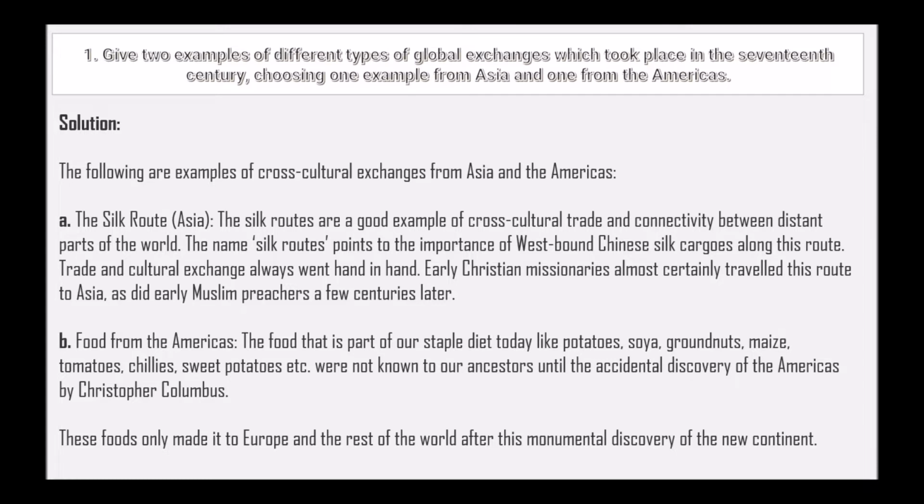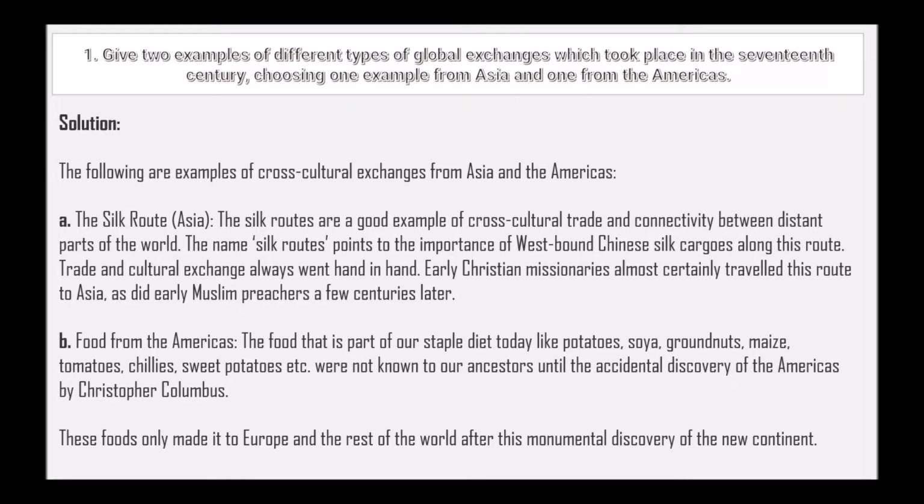The following are examples of cross-cultural exchanges from Asia and the Americas. The Silk Route, Asia. The Silk Routes are a good example of cross-cultural trade and connectivity between distant parts of the world. The name Silk Routes points to the importance of westbound Chinese silk cargoes along this route. Trade and cultural exchange always went hand in hand. Early Christian missionaries almost certainly traveled this route to Asia, as did early Muslim preachers a few centuries later.